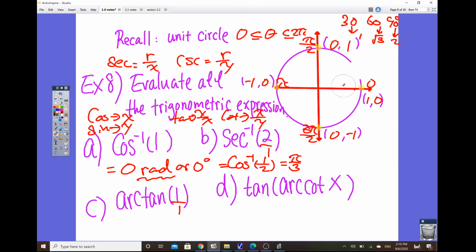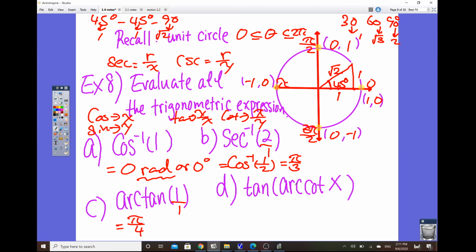So instead of 30, 60, 90, the other special right triangle we have is 45, 45, 90. And the ratio for that is 1, 1, and root 2. So again, positive, positive for y and x, so that means it's in the first quadrant. Opposite is 1, adjacent is 1, and the hypotenuse is root 2. So for this angle here, it's considered 45 degrees, which is pi over 4.